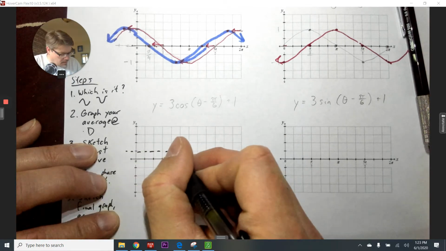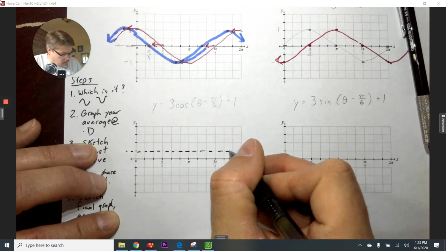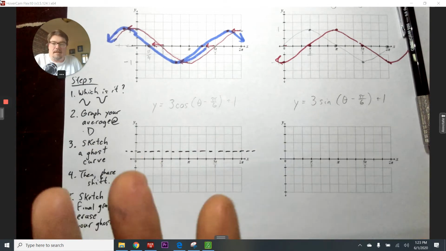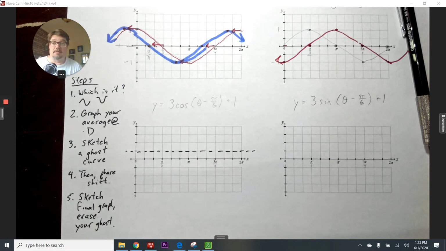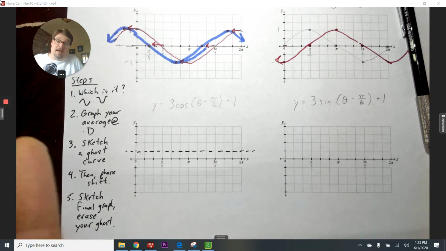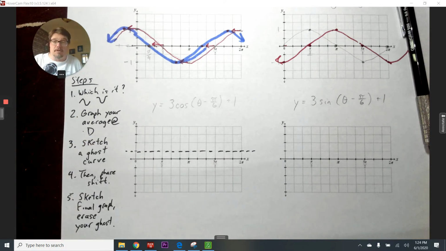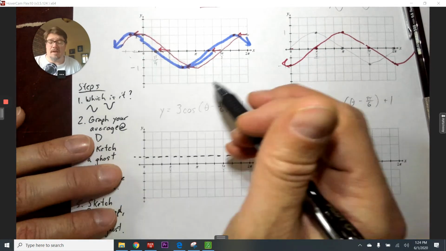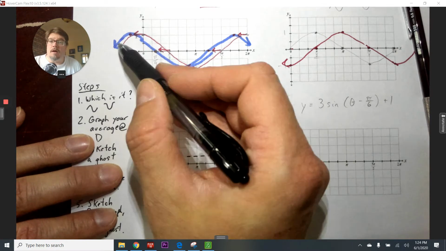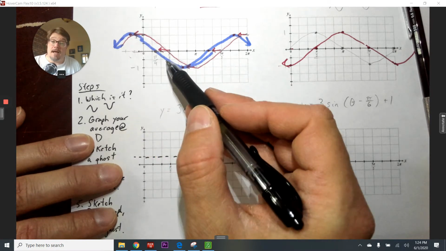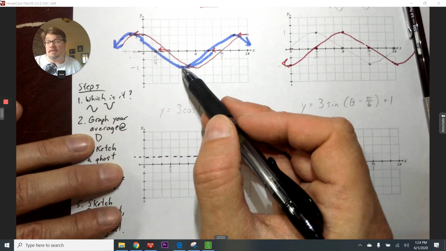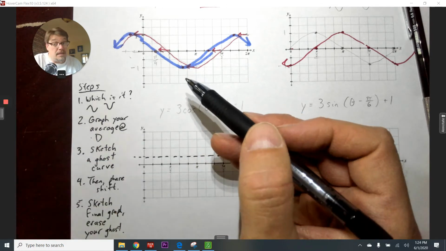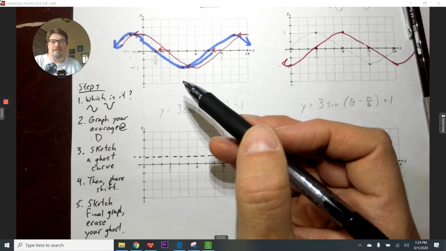So everything now, that is my new x-axis. It's up 1. So I lifted the whole curve up 1. That's my average. Think of it like temperatures of a certain area. They go up in the summer and then come back down, go to their lowest in the winter, but it's different for each location. So Hawaii is going to be very different than Michigan.